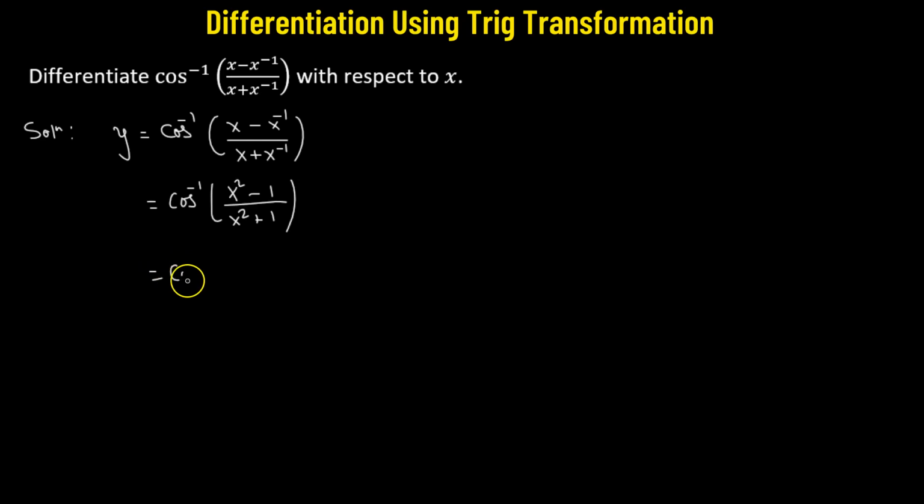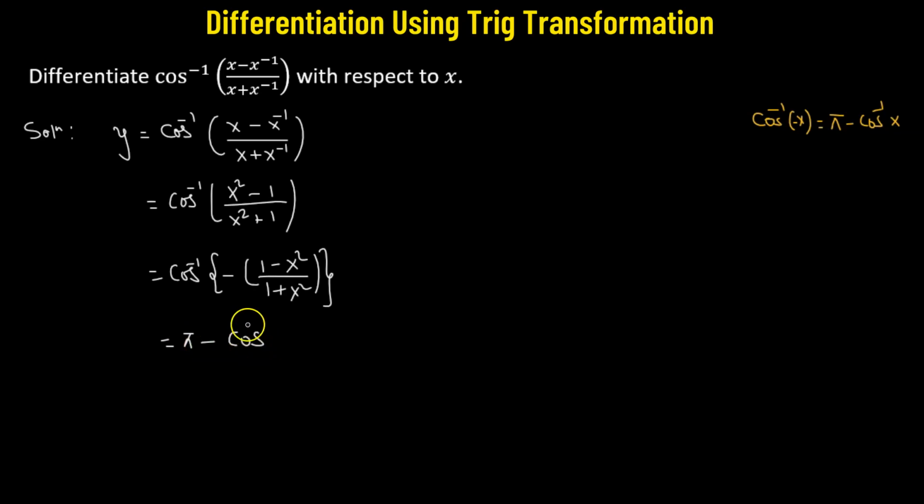What we can do is take negative as the common factor from the numerator, which makes it negative times (1 minus x squared), and we can rewrite the denominator as 1 plus x squared. Now we can apply a property of inverse trigonometric functions. That means cosine inverse of negative x becomes pi minus cosine inverse of x. So we have pi minus cosine inverse of (1 minus x squared) divided by (1 plus x squared). So this is y.